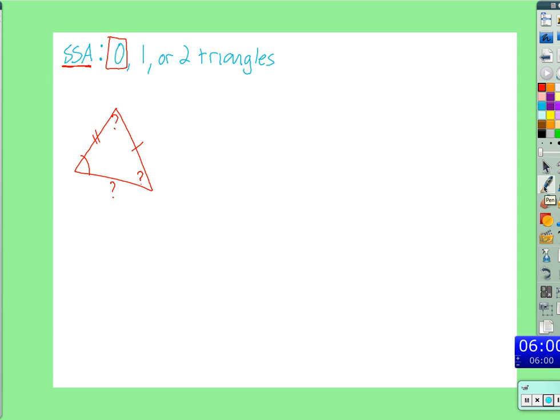So first let's look at an instance where we don't get any triangles. We'll start with zero triangles. Let's start with the easiest one. It's the easiest way to see that there's no triangles. Let's say that I tell you that angle A is 103 degrees. Okay, so this case is going to be the obtuse case.